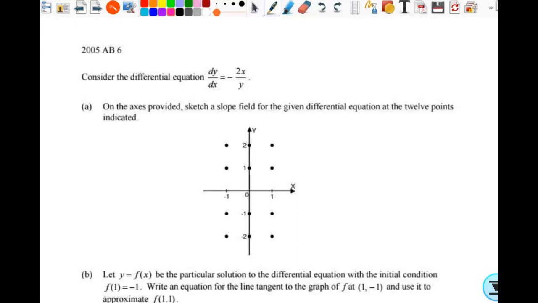All right, so it says consider the differential equation dy dx equals negative 2x over y. On the axis provided, sketch a slope field for the given differential equation at the 12 points indicated. Sketch your slope field. I'm not doing it for you. The slope field, like it says.